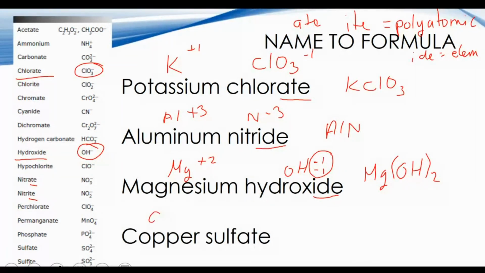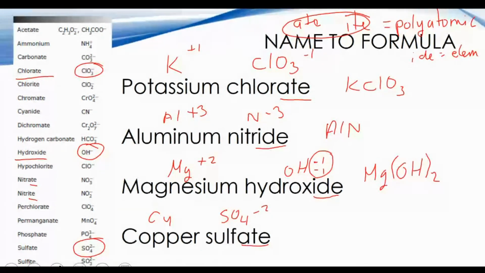So copper is Cu and sulfate ends in ATE. And remember, any ATE or ITE is going to be a polyatomic. So let's find it on the list. Sulfate is right here towards the bottom. SO4 -2. So SO4 -2. Now, you might be tempted to just write CuSO4.